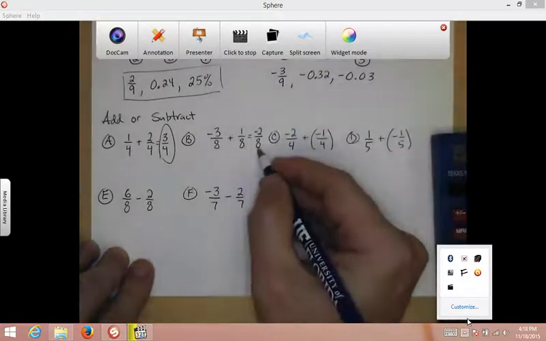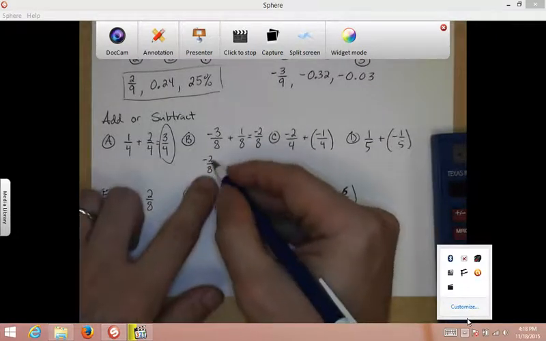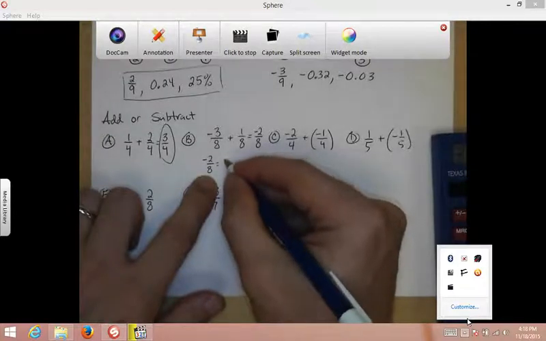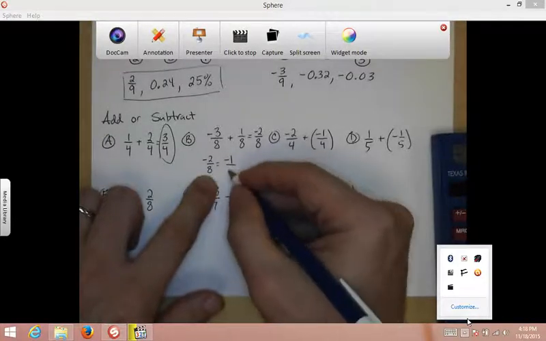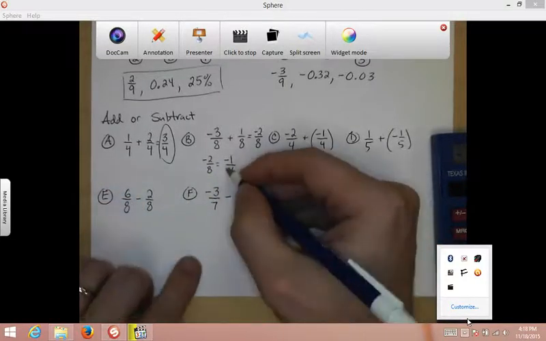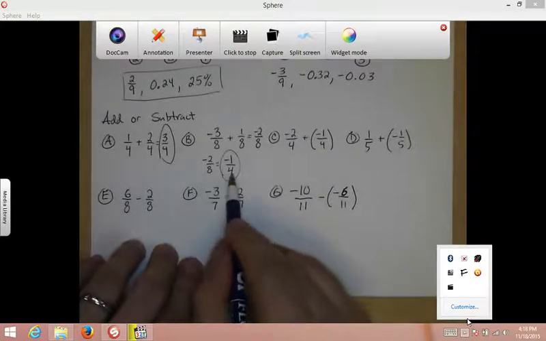Now, we're still not done here. We had negative 2/8. The reason why we're not done is because we can simplify. We can reduce this. They're both even numbers. 2 goes into 2 one time, and 2 goes into 8 4 times. Since it was negative here, it's negative here. That's our final answer. If you put this on a test, I'm sorry, it'd be wrong. It has to be reduced.